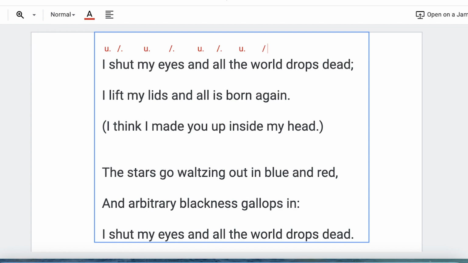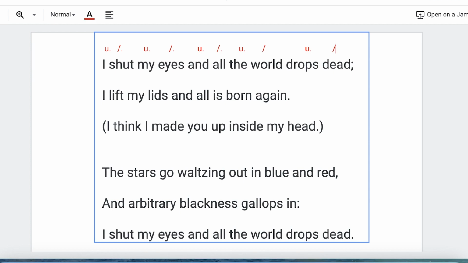So for this, drops dead, all the world drops dead. I would probably do this unstressed, but if you hear this drops as a slight stress, you could actually mark this one as stressed, and it would be something we could discuss, or you could discuss with whoever you're doing this with, because it is a slightly stronger feel to that word. So, I shut my eyes and all the world drops dead.